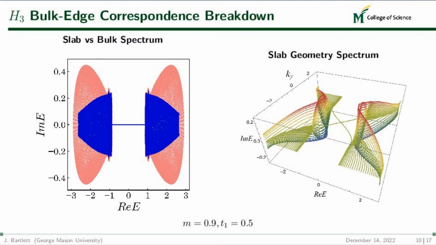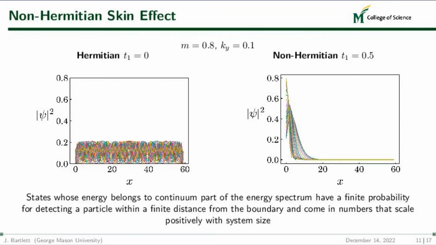So now that we see that these two energy spectrums are completely different, what is causing this bulk edge correspondence breakdown, and why are we getting this drastic difference in the two energy spectrums? Well, what's causing this drastic difference in the energy spectrums is what's called the non-Hermitian skin effect.